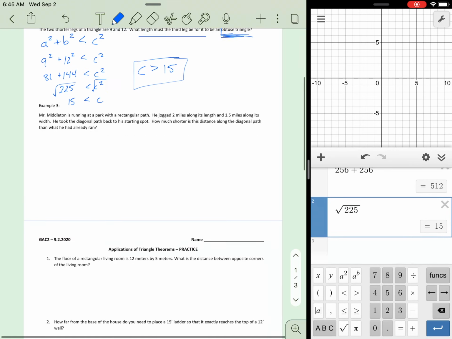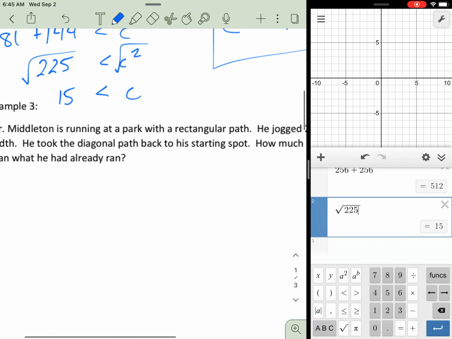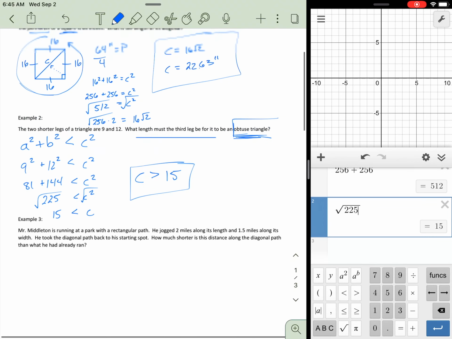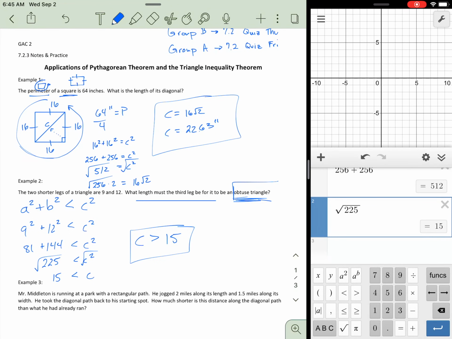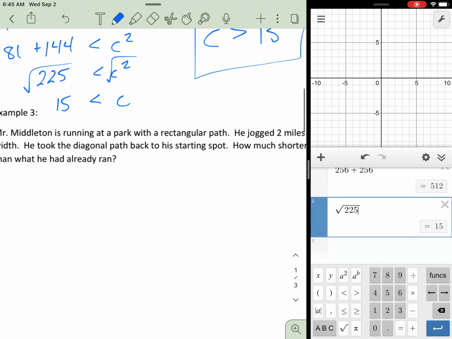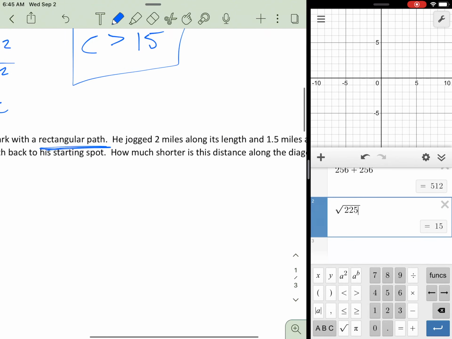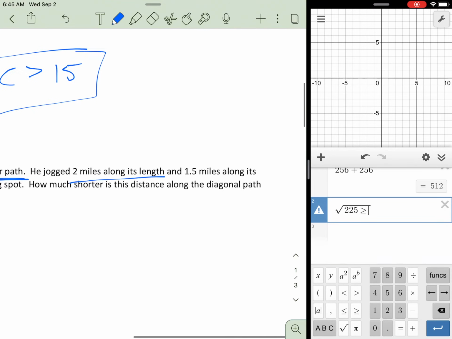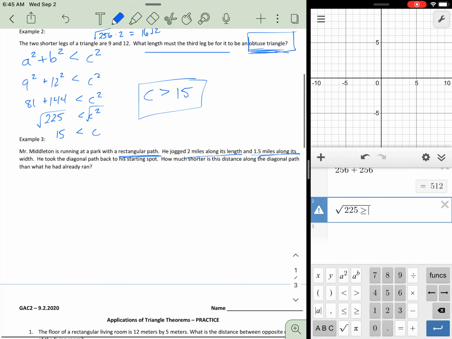Last question here before I let you get started on the practice for today. Mr. Middleton is running at a park with a rectangular path. Notice, by the way, I'm trying to really look at the directions and figure out what I'm using. So Mr. Middleton is running on a rectangular path. He jogged 2 miles along its length, 1.5 miles along its width. He took the diagonal path back to his starting spot. The question is, how much shorter is the distance along the diagonal path than what he already ran? So we need to find the diagonal path.